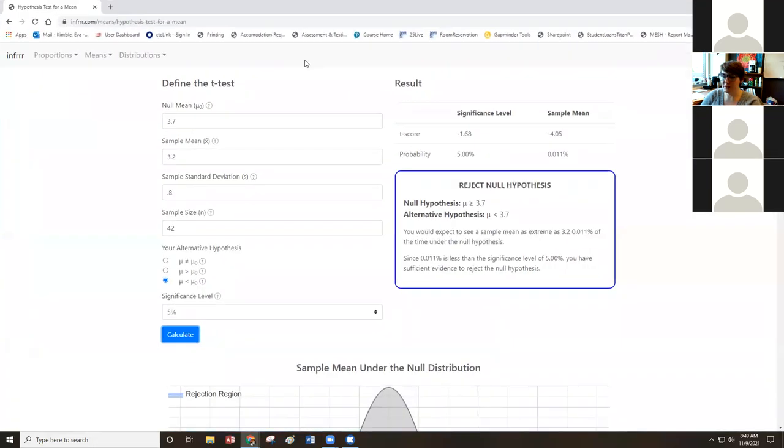So if we look at using that calculator and we enter the values, so remember, it's going to be 3.7 for the null, 3.2 for the sample. Sample standard deviation was 0.8. Our sample size was 42. And finally, our alternative hypothesis is that we think that the average would be lower. We hit calculate, and what we find is that our t-score is negative 4.05. So we did everything right. And we get a p-value of 0.011%, which is like zilly low. So very low. So remember, if p is low, we reject H0, meaning that we reject the null hypothesis. So we have found evidence that advertising has lowered the amount of food waste on average in the households, which I think if this was a real example would be pretty great.